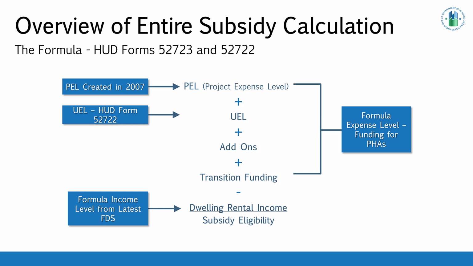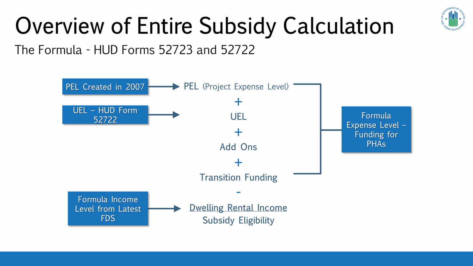When the PEL was created, certain expenses were not included in it, such as self-sufficiency, audit, PILOT, asset management fee, IT fees, asset repositioning fees, and resident participation fees, just to name a few. Those are added to the PEL. When we take the PEL, the UEL, and the add-ons together, that's known as your formula expense level. So HUD is really saying, this is what it should cost you to operate that AMP.